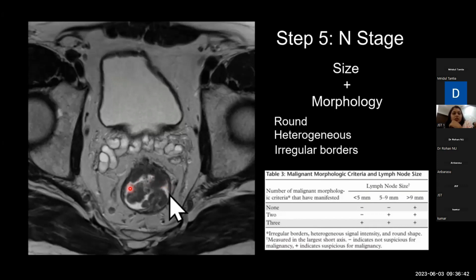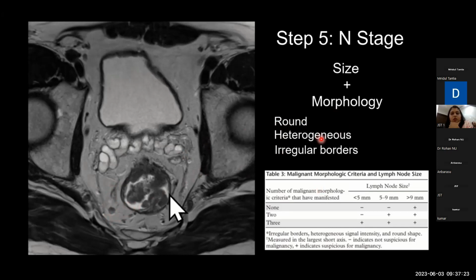Nodal staging, we all know that upper rectal tumors drain to the local regional nodes, which will be the mesorectal nodes, and we'll have the internal iliac nodes, and the lower rectal will go to the inguinal and the femoral nodes. For the mesorectal nodes, which is very important, we have criteria of both size and morphology. On MRI, the morphology can be defined by three factors: whether the lymph node looks round, whether it has a heterogeneous signal, and what the borders are. Are they regular or irregular?